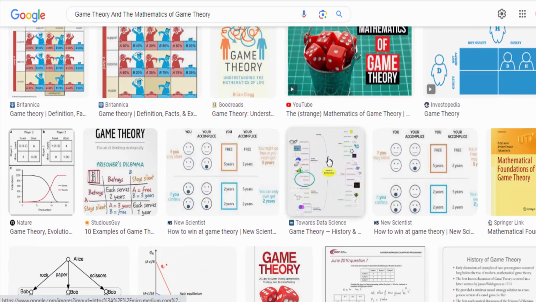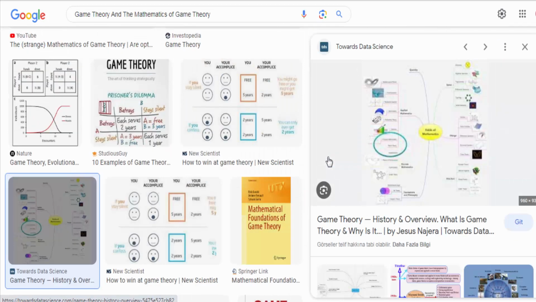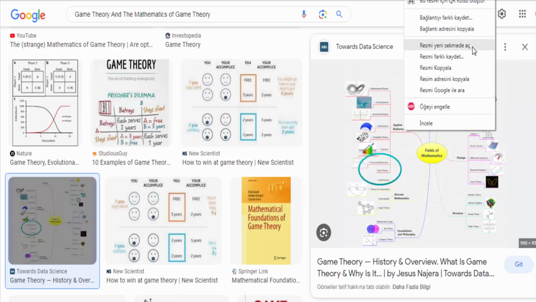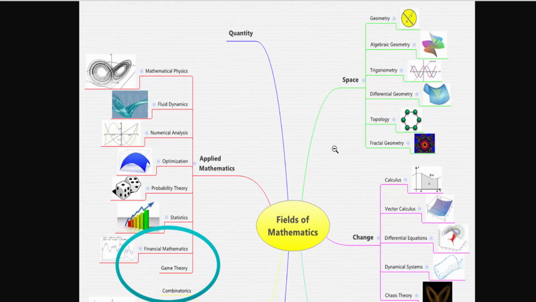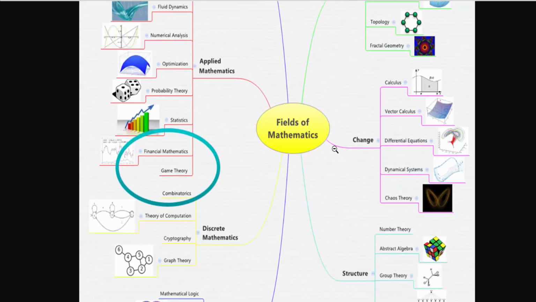The basic elements of a game theory model are the players, the strategies, and the payoffs. The players are the decision makers, the strategies are the choices that they can make, and the payoffs are the outcomes that they receive for each combination of strategies.